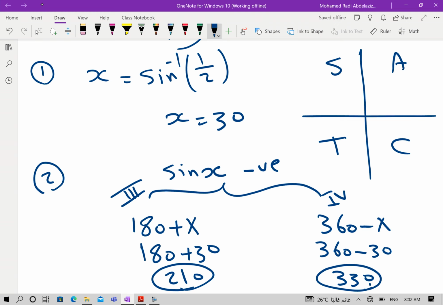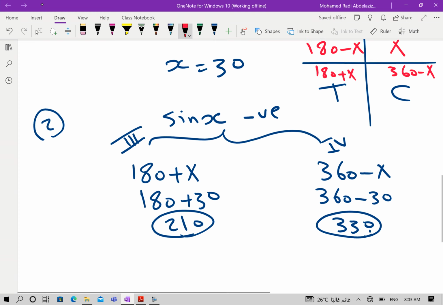By looking at the quadrants, in the first quadrant it is x, in the second quadrant 180 minus x. If you subtract any acute angle from 180, it will be in the second quadrant. If you add 180 plus x, you will get it in the third quadrant. If you subtract 360 minus x, you will get it in the fourth quadrant. So we have two solutions.